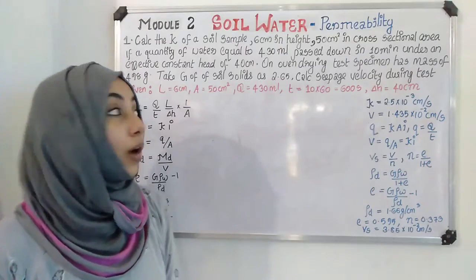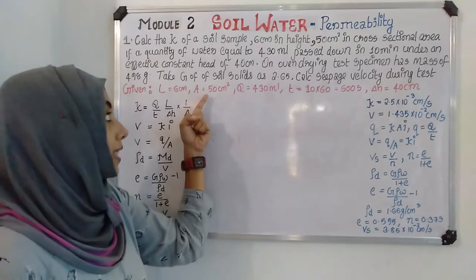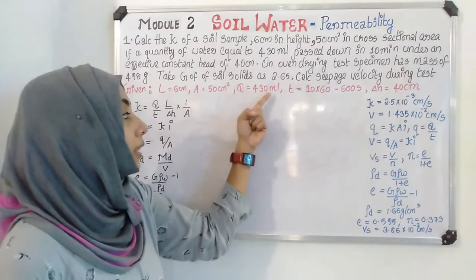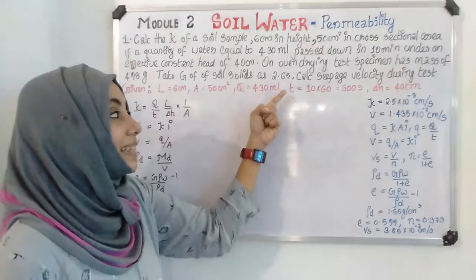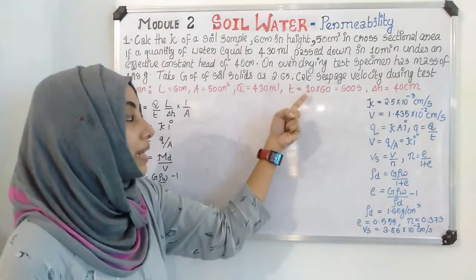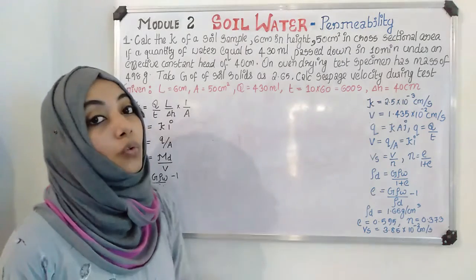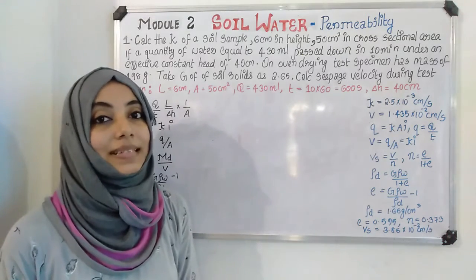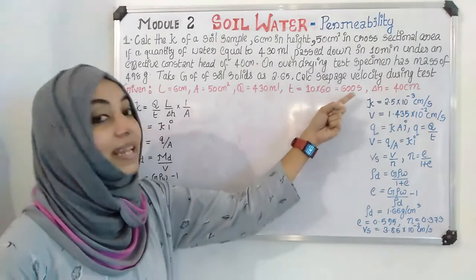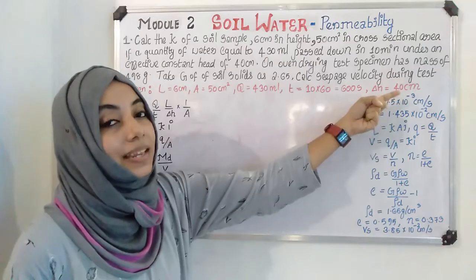Here in the question, we are given that sample length L equal to 6 cm, area of cross section of sample is 50 cm square, amount of water collected Q is 430 ml, and time is given in minutes. So we are converting it into seconds, that is 10 into 60 is equal to 600 seconds, where 1 minute is equal to 60 seconds. Then we obtain 600 seconds, and head difference delta H is equal to 40 centimeter.